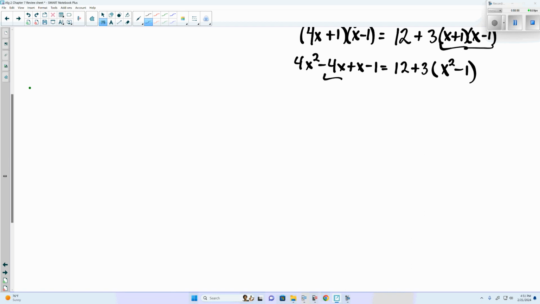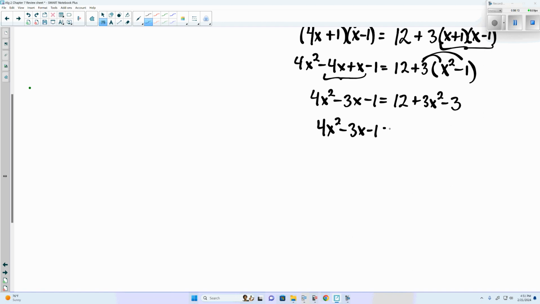Now we still have some more simplifying to do. Negative 4x plus x is negative 3x, giving us 4x squared minus 3x minus 1. Here we can distribute the 3, giving us plus 3x squared minus 3. Now before we start moving everything over, we do have one last set of like terms to simplify. 12 minus 3 is going to give us 3x squared plus 9.